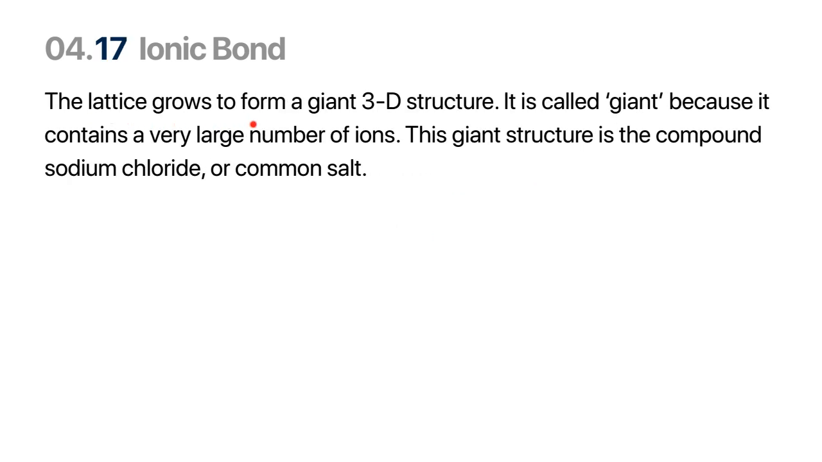Now this repeating pattern of the solid structure is known as a lattice, and this lattice grows to form a giant three-dimensional structure, meaning that ions are on top of a particular ion, below it, left and right, forward and backward, all around it, right? It's called giant because it contains a very large number of ions. Even a grain of salt is just repeating patterns of repeating ions, positive, negative, positive, negative. So it's a giant structure, and the compound, in our example, is sodium chloride or just common salt.